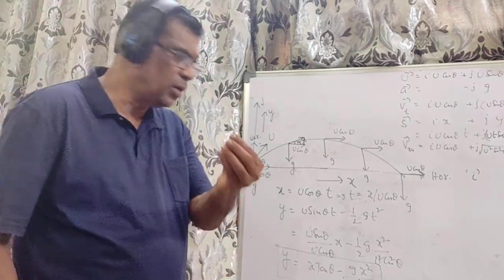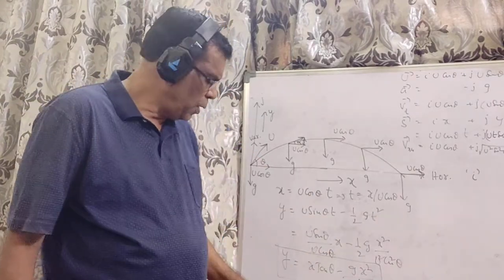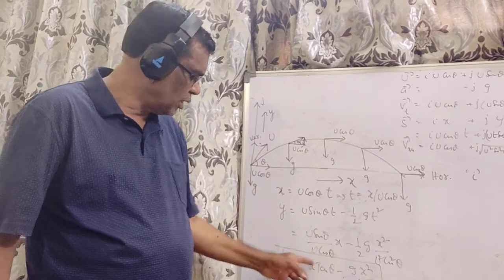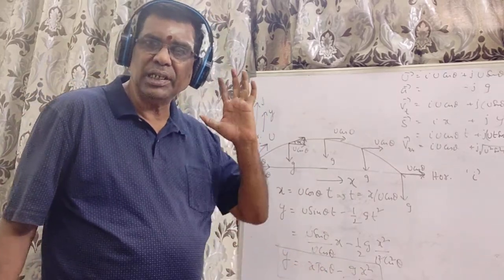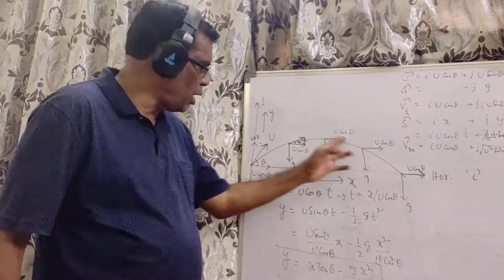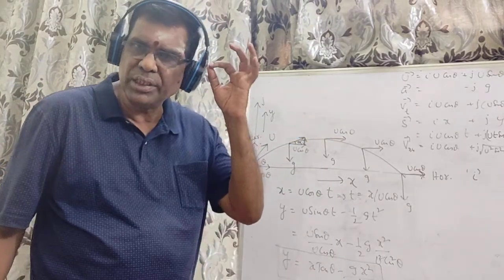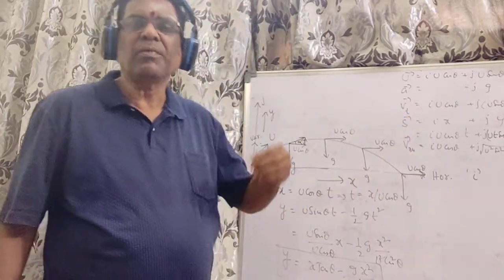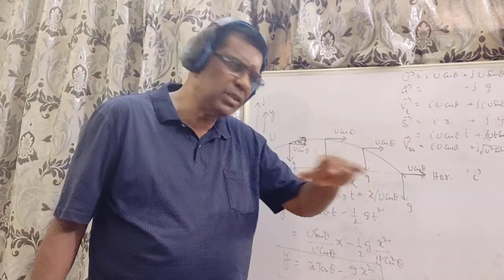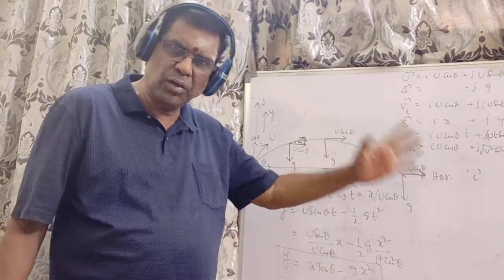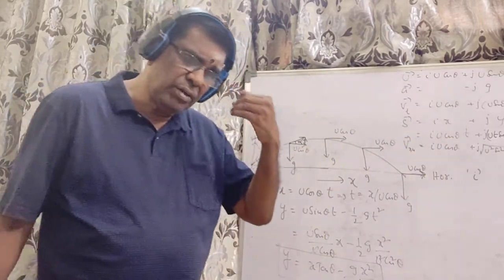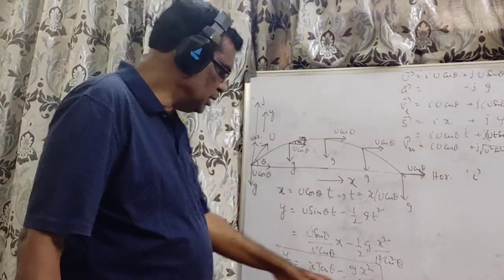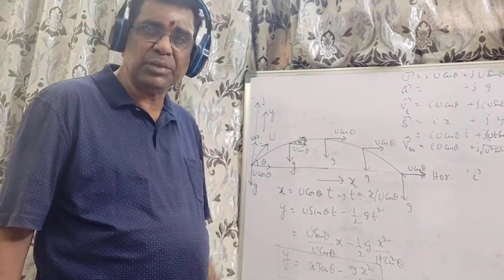I think with the little knowledge that I tried to give you before, what does this indicate? One of the coordinates is square, the others are linear. Therefore, this is a parabola. So the path of the projectile is always a parabola, be it oblique projectile, be it horizontal projectile. I'll show it in the case of horizontal projectile also. Be it an oblique projectile from the top of a tower or from the ground, etc. This is a very standard expression.